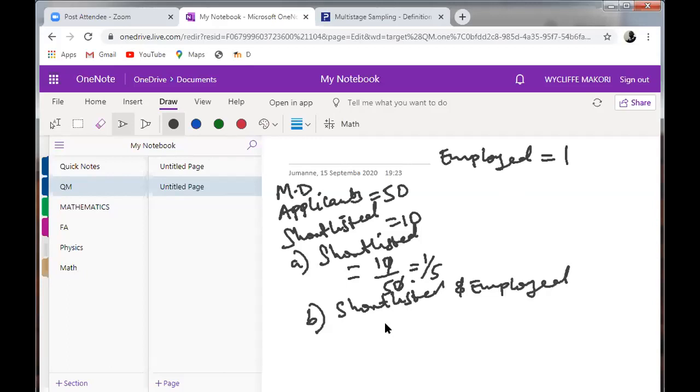You need to note this. The probability for being shortlisted, we have already worked it out. The probability of being shortlisted is 1/5 times the probability of being employed. What is the probability that the person will be employed? That is what we need to multiply here, because any time we have and, we normally use the multiplication.